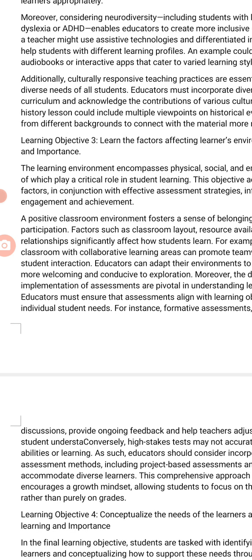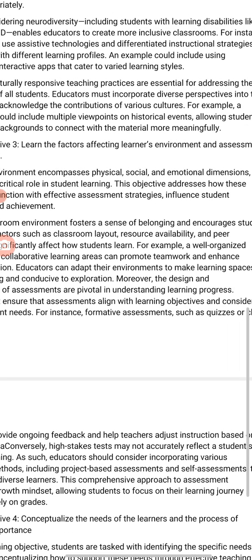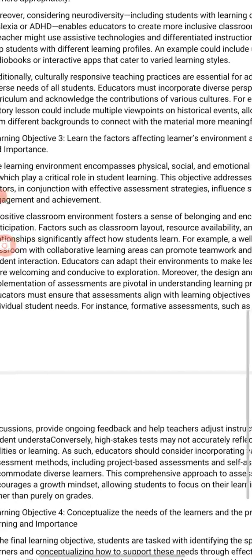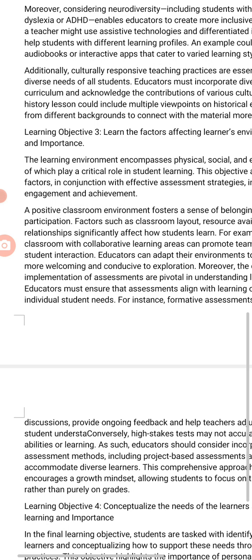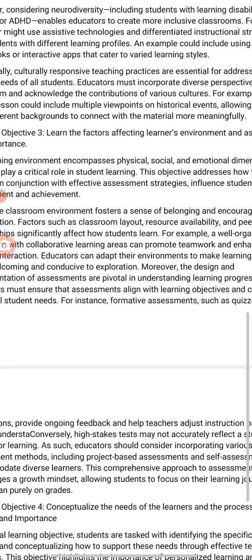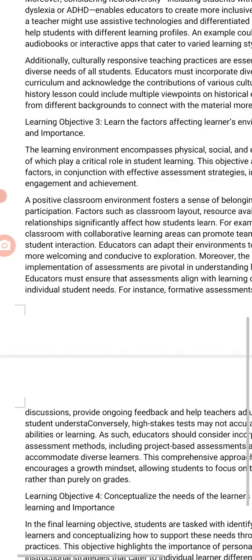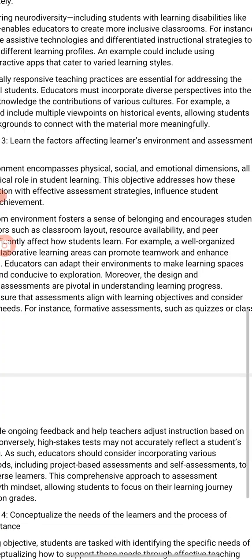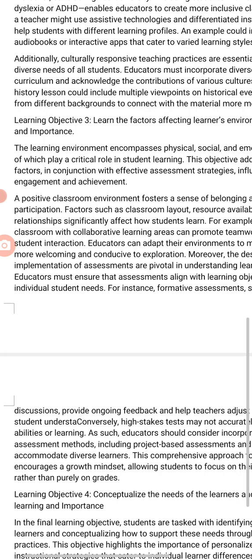Now, the learning environment actually encompasses three dimensions. Number one, the physical, number two, the social, and number three, the emotional dimensions. All of you have to understand that all of them play a critical role in student learning. Actually, this objective addresses how these factors, in connection with effective assessment strategy, influence students' engagement and even their achievement.